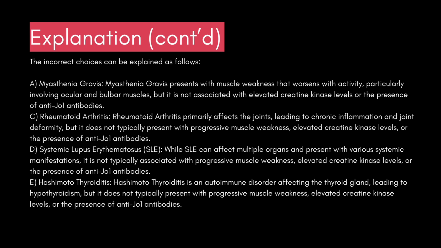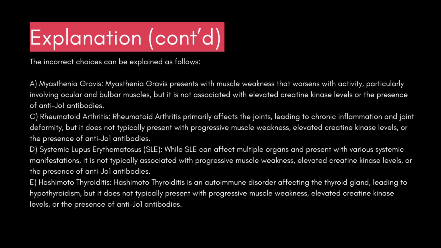Myasthenia gravis. Myasthenia gravis presents with muscle weakness that worsens with activity, particularly involving ocular and bulbar muscles, but is not associated with elevated creatine kinase levels or the presence of anti-Jo1 antibodies. Rheumatoid arthritis. Rheumatoid arthritis primarily affects the joints, leading to chronic inflammation and joint deformity, but it does not typically present with progressive muscle weakness, elevated creatine kinase levels, or the presence of anti-Jo1 antibodies.